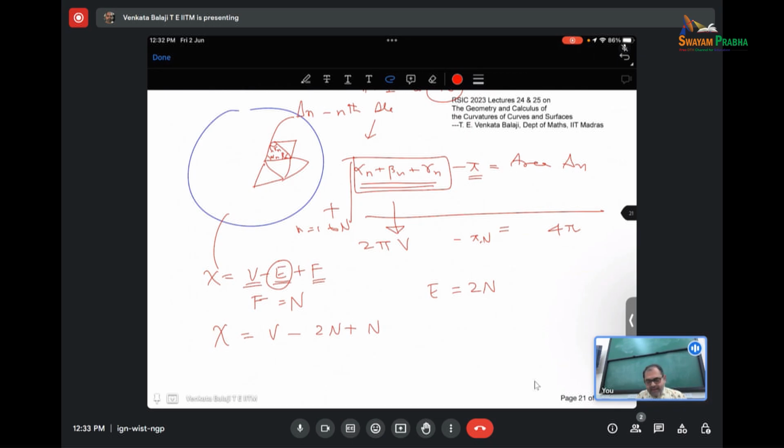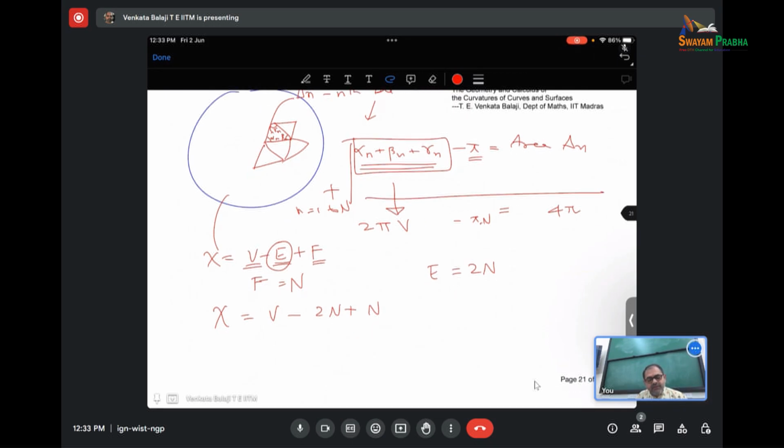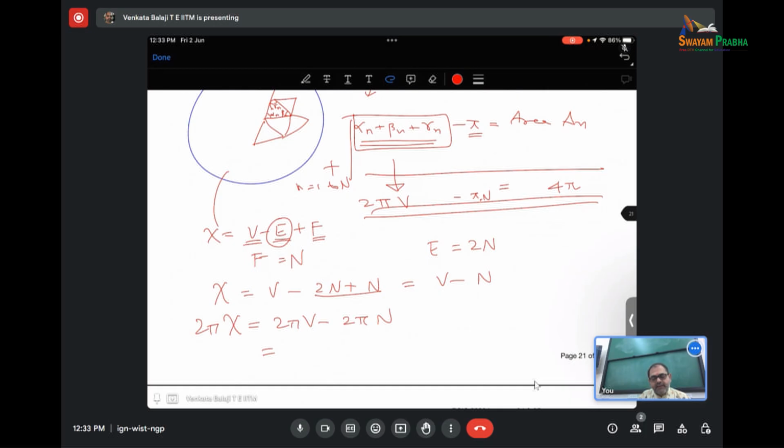All right. But then if you look at this calculation, you will see. So let me say the following thing. I want to use this result. If you use this result, I'll get 2 pi chi is equal to 2 pi V minus 2 pi n plus pi, so I think this will be minus 2n plus n. Let me write it. This is minus n. So here I will get minus 2 pi n.